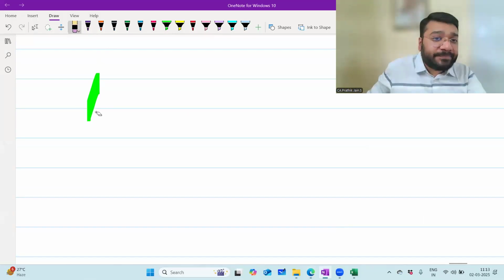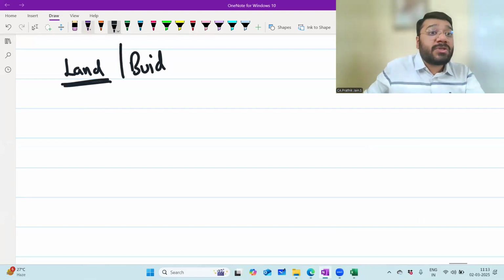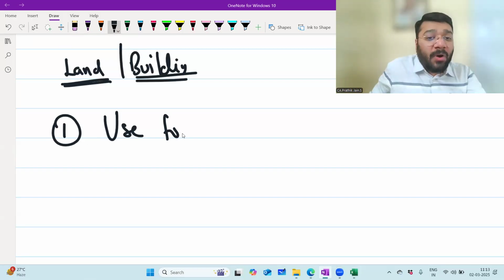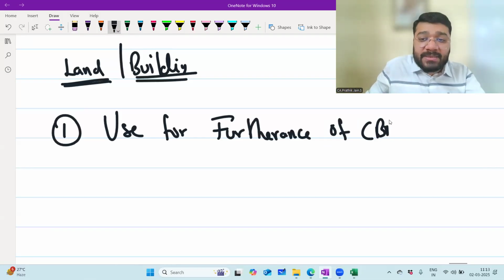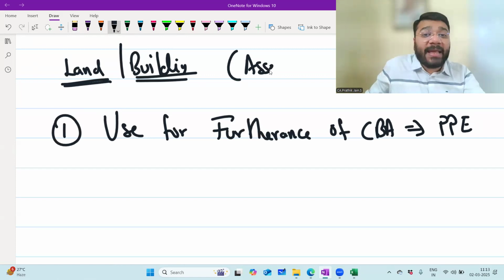If I am buying the asset, land or building, guys, this has got multiple usage, so please concentrate. Land and building I'm buying, used for furtherance of business, used for furtherance of core business activity. It is your PPE, that is property, plant, equipment, or intangible asset. I'm talking about any type of asset.